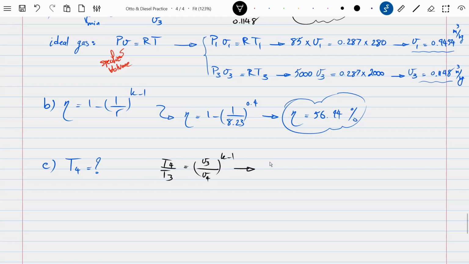So T4 is what we are looking for. T3, I already know it's 2000 Kelvin. V3, we just calculated it for part A. And V4, so V4, again, at first glance, I don't know what V4 is, but consulting the PV diagram, you can easily see that V4 is V1.